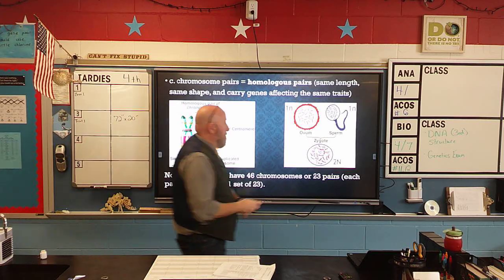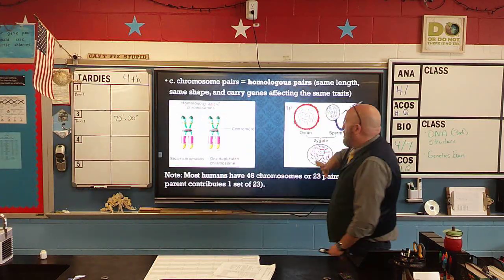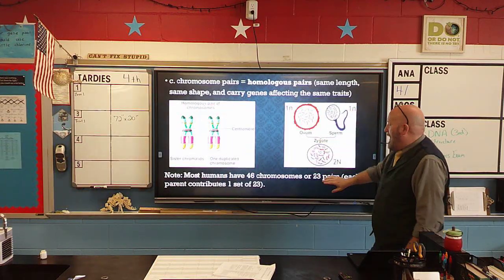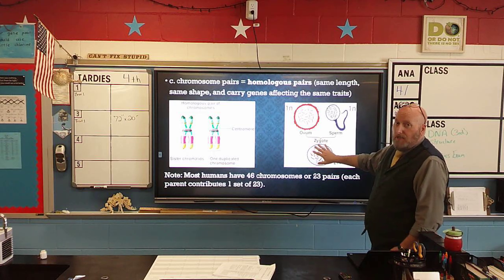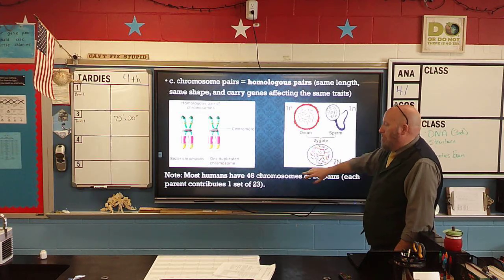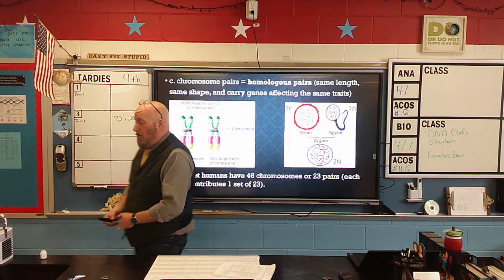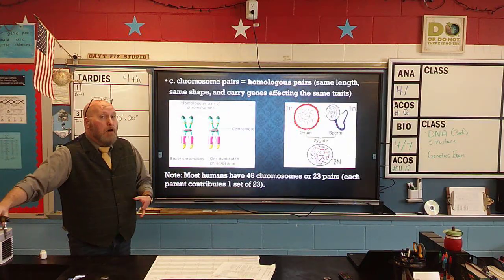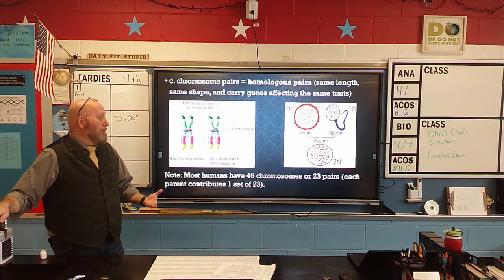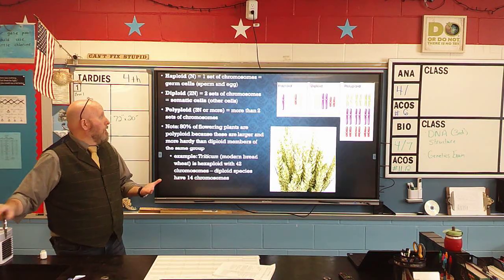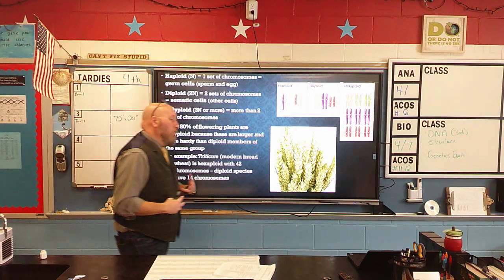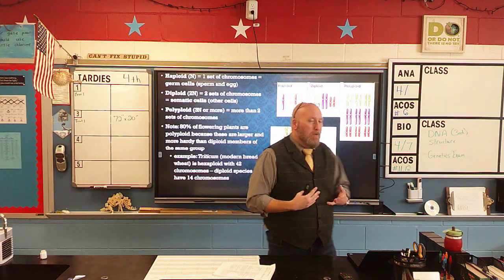And again, remember, we have 1 set of chromosomes from mom, 1 set from dad. Put them together, they give us the zygote, okay? And again, most human beings are going to have those 46 chromosomes, 23 pairs. You get 1 set from mom, and you get 1 set from dad, okay? Pretty straightforward.